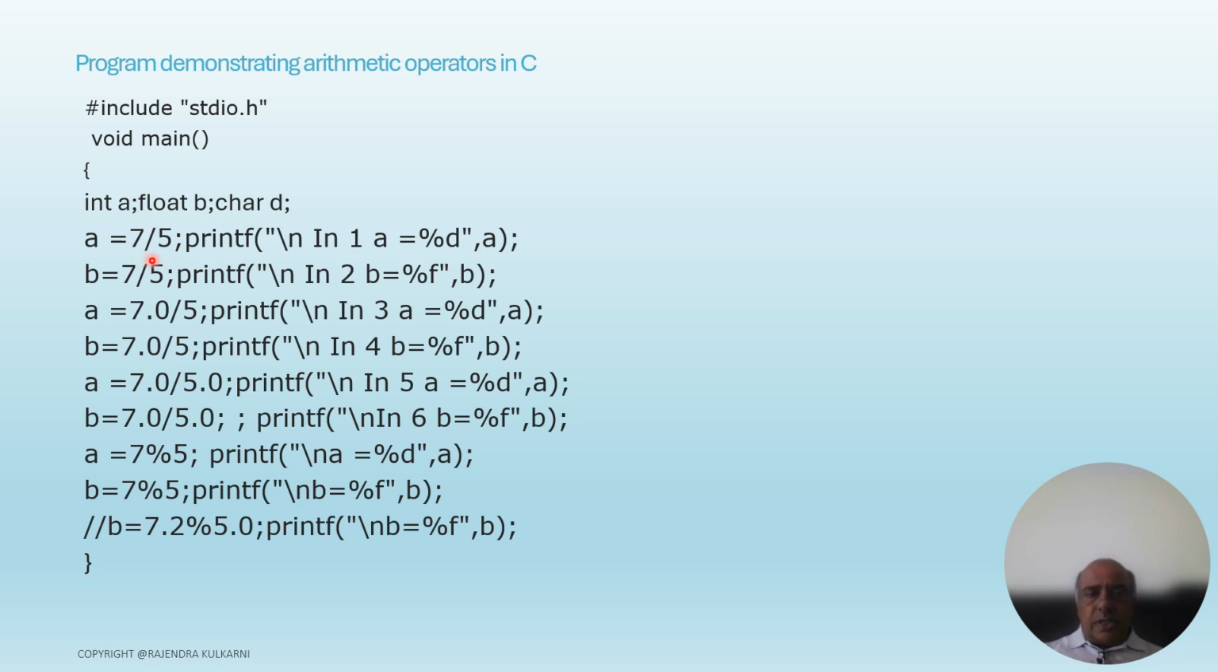Since 7 and 5 are both int constants, the expression will evaluate to 1. 7 by 5 will be evaluated to 1. And since a is also an int variable, 1 will be assigned to a, and what we get is a is equal to 1 as the output. Both operands are type int and the result is also being assigned to an int.